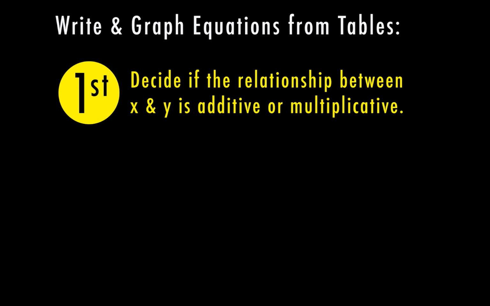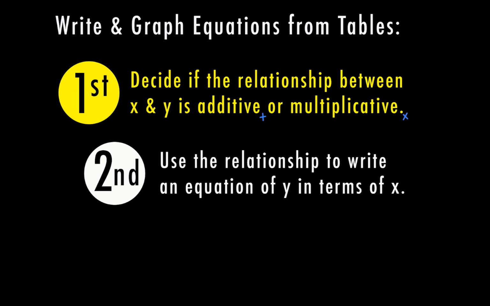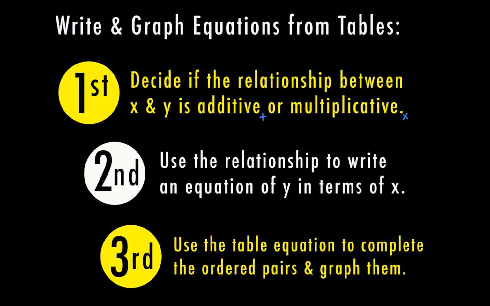So let's go back over our steps real quick. So first we had to decide if the relationship between the x and the y is additive, which means we were adding, or multiplicative, which means we're multiplying. And if you remember, in both situations, we want to multiply or add to the x in order to solve for y. Then we use the relationship to write an equation of y in terms of x. And last, we were able to use a table equation to complete the ordered pairs and then graph each one. And this, again, when you use your equation, you can actually solve for y no matter what x equals.